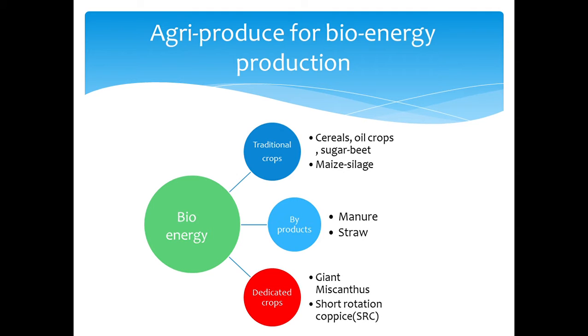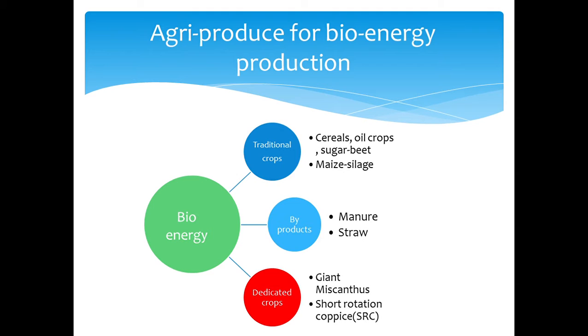So first we have agri-produce for bioenergy. We can have three routes for bioenergy via agricultural produce. First we can have traditional crops such as cereals, which compose of mainly wheat and rice, oil crops, sugar beet and silage of maize for the purpose of generating bioenergy. Next we can have byproducts which are generated from cultivation of these crops such as manure and straw, which can also be used to create biofuels.